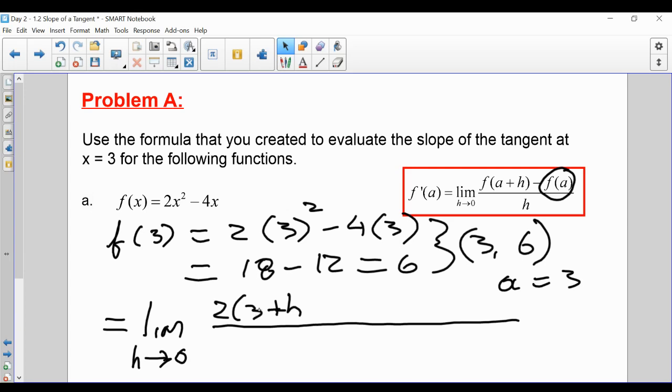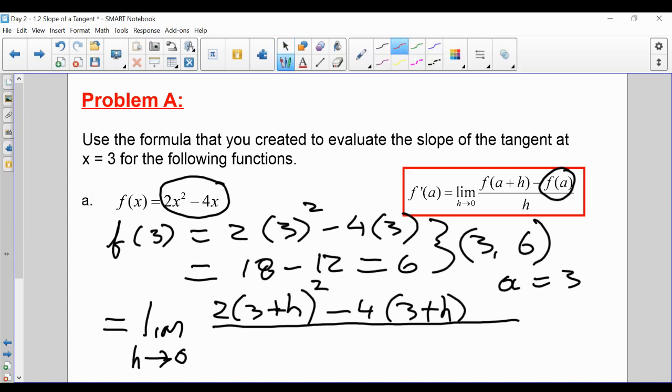So it's 2 times 3 plus h squared minus 4 times 3 plus h again. All right, so all I'm doing is putting 3 plus h into this function. That's going to give me my f of a plus h. That's what this part here is. I'm putting the 3 plus h into the original function. Anytime I saw an x, I put the 3 plus h for it. So that's the first part of that.